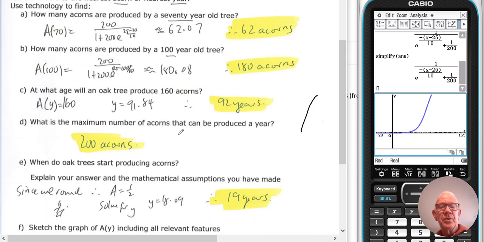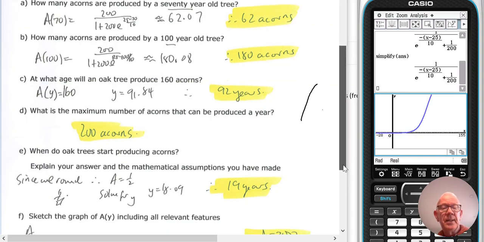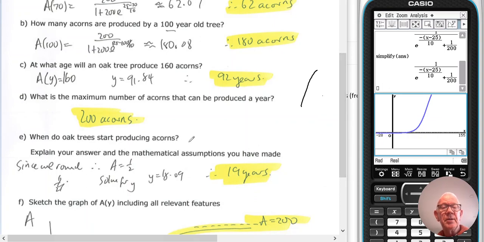What is the maximum number of acorns produced in a year? Well, 200 is the maximum number because we have an asymptote at 200. So when does it start producing acorns? Well, it's going to be when A equals 1. Now, if you're rounding, you could say when A equals a half, for example, 0.6 would give you a whole number of 1. So I accepted making A equal to a half, and that tells you 19 years. With some explanation, if you wanted to say whole numbers, you can make it equal to 1 and solve.